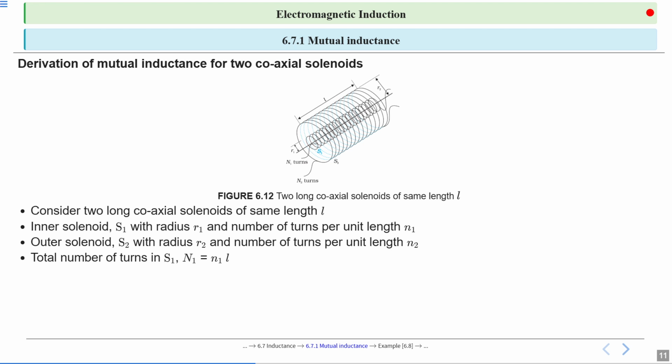Total number of turns in S1 will be number of turns per unit length times length, so capital N1 will be equal to small n1 into L. The total number of turns in S2, capital N2, will be equal to small n2 into L.